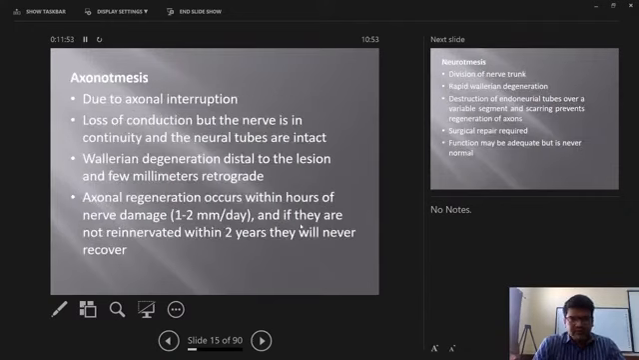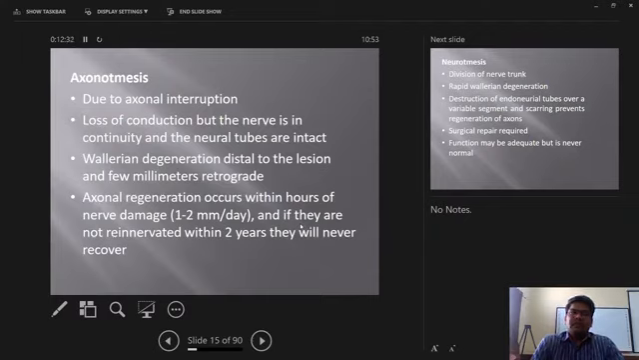Now coming to axonotmesis. Axonotmesis is anatomical interruption of the axon. That means the axon is completely severed, but the endoneural tube which encloses the nerve fiber is intact. The endoneural tube which encloses the nerve fiber is intact, but the axon is divided. So there is loss of conduction, but the neural tubes are intact.